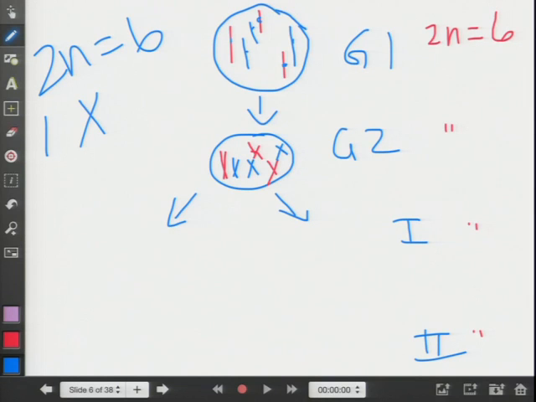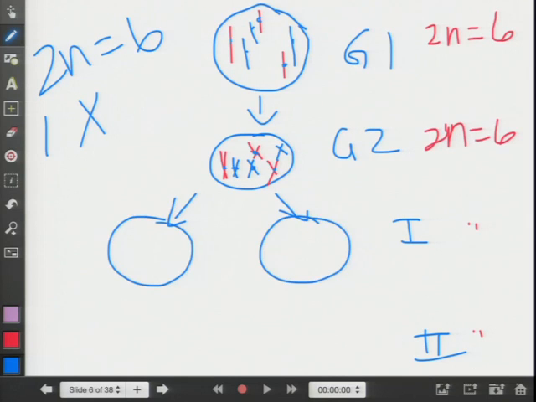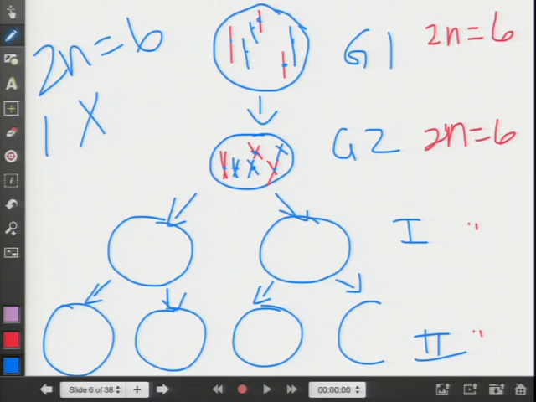Okay, right. So G2, this is just exactly the same as mitosis. So 6 centromeres up here, 6 centromeres here. We're still at 2n equals 6. And at the end of meiosis 1, we end up with 2 cells. And at the end of meiosis 2, we end up with 4 cells.